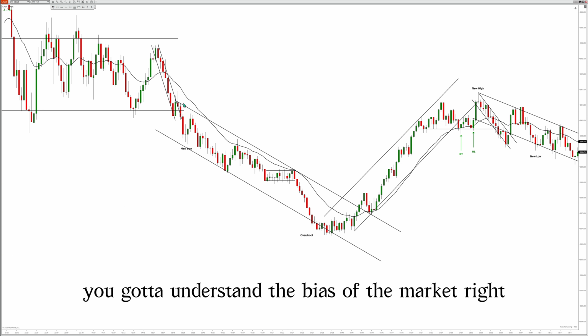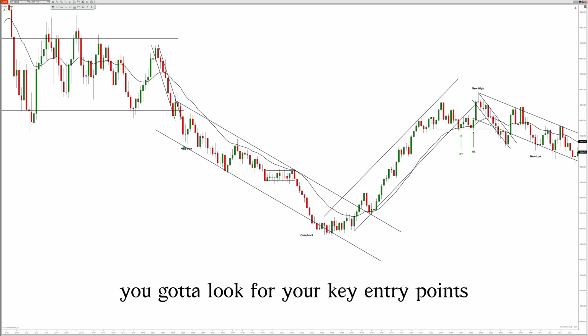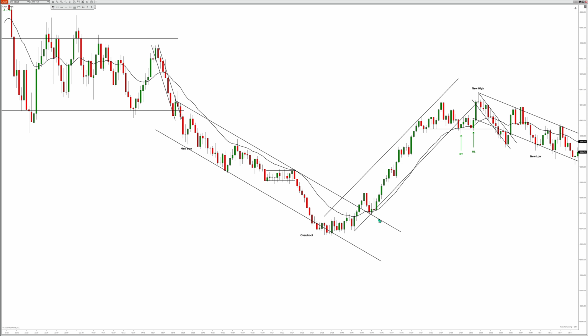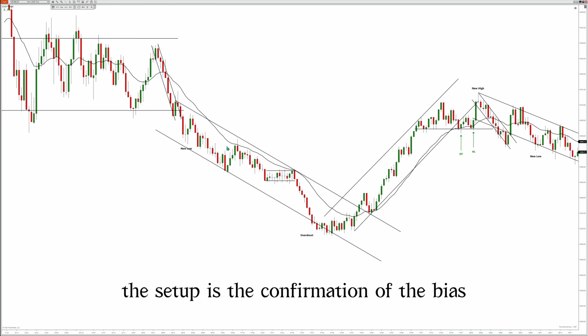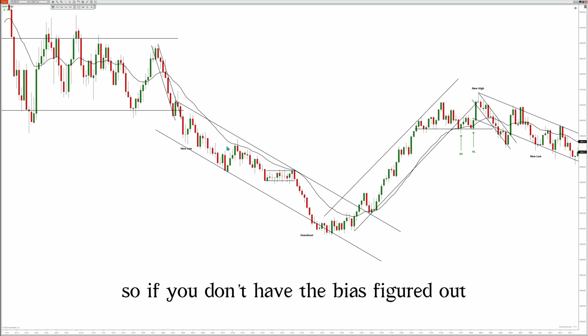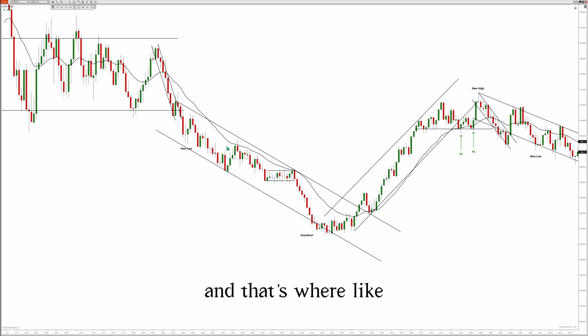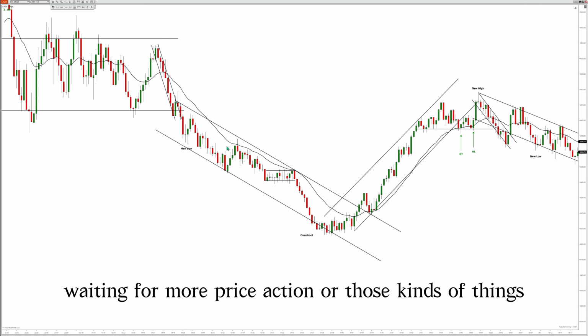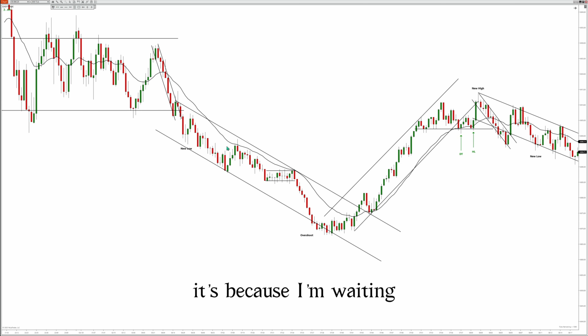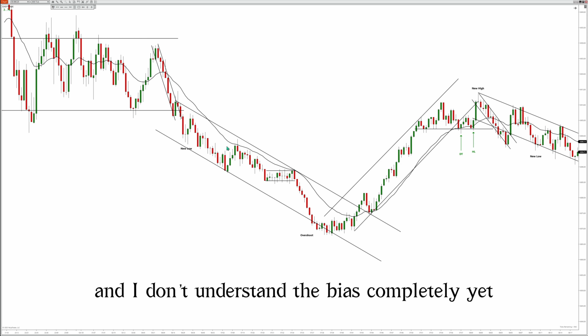First, you got to understand the bias of the market, right? You got to look for your key entry points, and then you got to look for the setups that go along with the bias that you already have established. The setup is the confirmation of the bias. So if you don't have the bias figured out, you shouldn't be looking for setups, right? And that's where, when I say waiting for more price action or those kinds of things, it's because I'm waiting and I don't understand the bias completely yet.